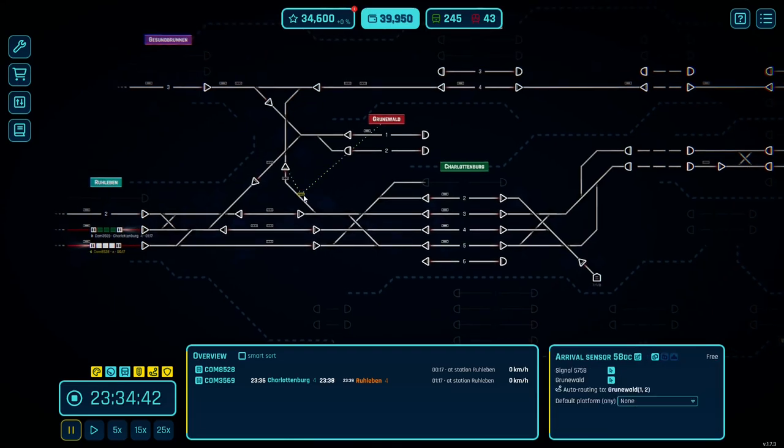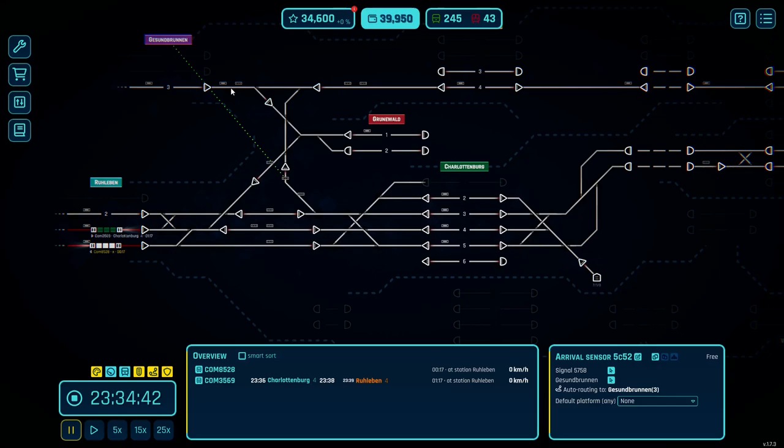So in this case, you can see we have the arrival sensor, and these dashed lines give us a visual. So it's using this signal for Grunewald. Basically, it's going to say from here, it's going to route to these platforms. And it's auto-routing, and obviously if you couldn't get to everything, you'd have a problem. Now this one then is the Gesundbrunnen, and it does the same thing.